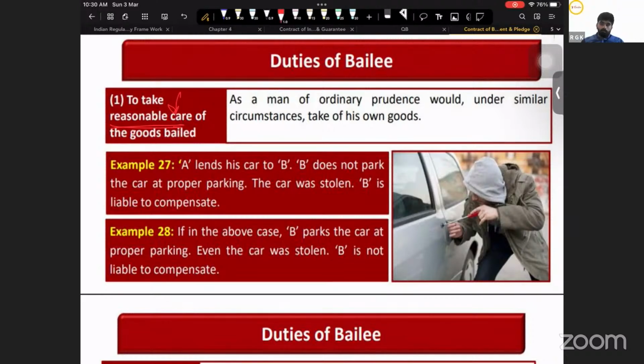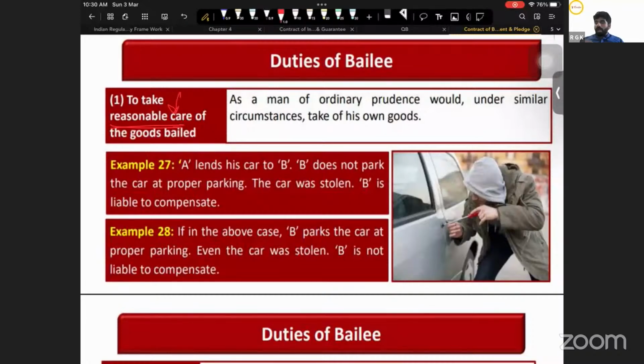But let us say your friend gives you some jewelries. You keep it at your house. But your own jewelries are kept in bank. Your friend had given it for safe custody, but you keep your jewelries at bank, while your friend's jewelries are kept at your house. Now there is a theft and all jewels of your friend are lost. Now you will be held liable because you have not taken reasonable care.